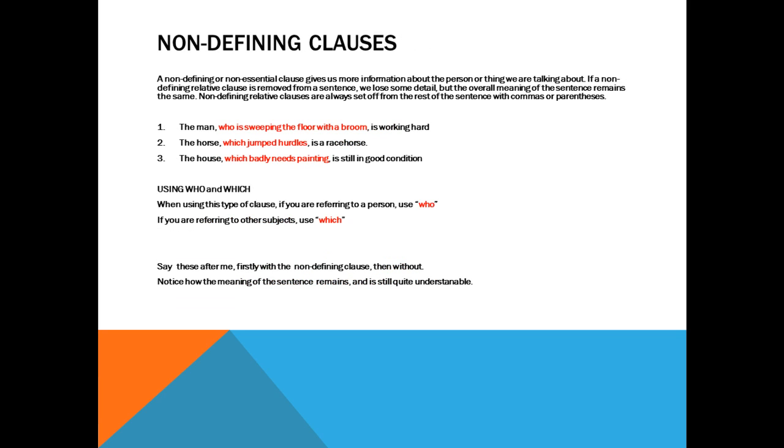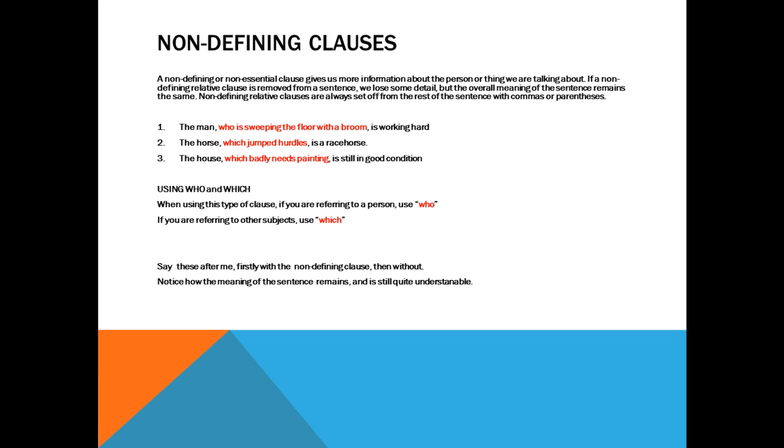Non-defining clauses. A non-defining or non-essential clause gives us more information about the person or things we are talking about. If a non-defining relative clause is removed from a sentence, we lose some detail, but the overall meaning of the sentence remains the same. Non-defining relative clauses are always set off from the rest of the sentence with commas or parentheses, that is brackets, when you're writing those clauses.